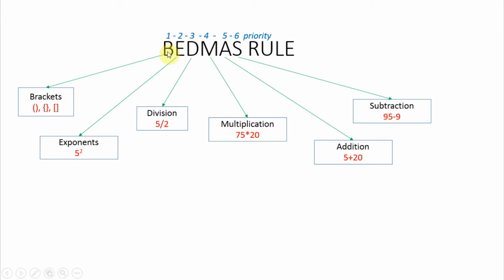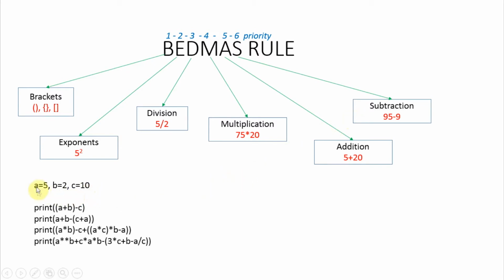Python will first consider everything written inside the brackets. Then it will go for exponent, then division, then multiplication, then addition, and at the end Python will operate on subtraction. Here are some examples: a equal to 5, b equal to 2, c equal to 10. If we perform these operations, we'll get values like this. It will be -3, -8, 95, and 93.5.